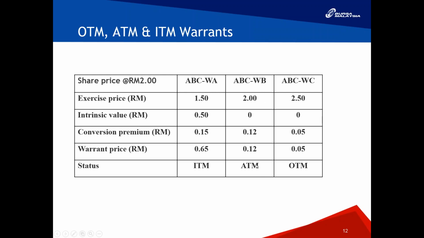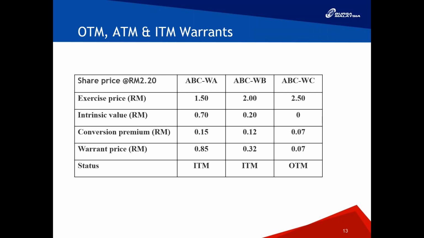And warrant B is having an exercise price same as the share price. So it is known as an at-the-money warrant. It's right at the money. Whereas warrant C is out of the money. Its exercise price is higher than the share price. Now, looking at this at one glance, most people want to own warrant A. They probably won't mind owning warrant B, and they probably would avoid warrant C.